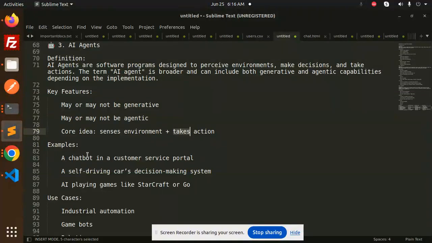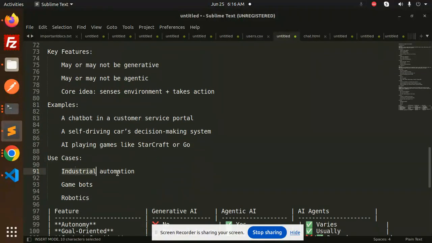Example: the chatbot in a customer service portal. Whenever we have a chatbot, you are asking some questions and it is replying to them. Another example is a self-driving car decision-making system, or AI playing games like StarCraft or Go. Use cases: industrial automation, game bots, robotics.